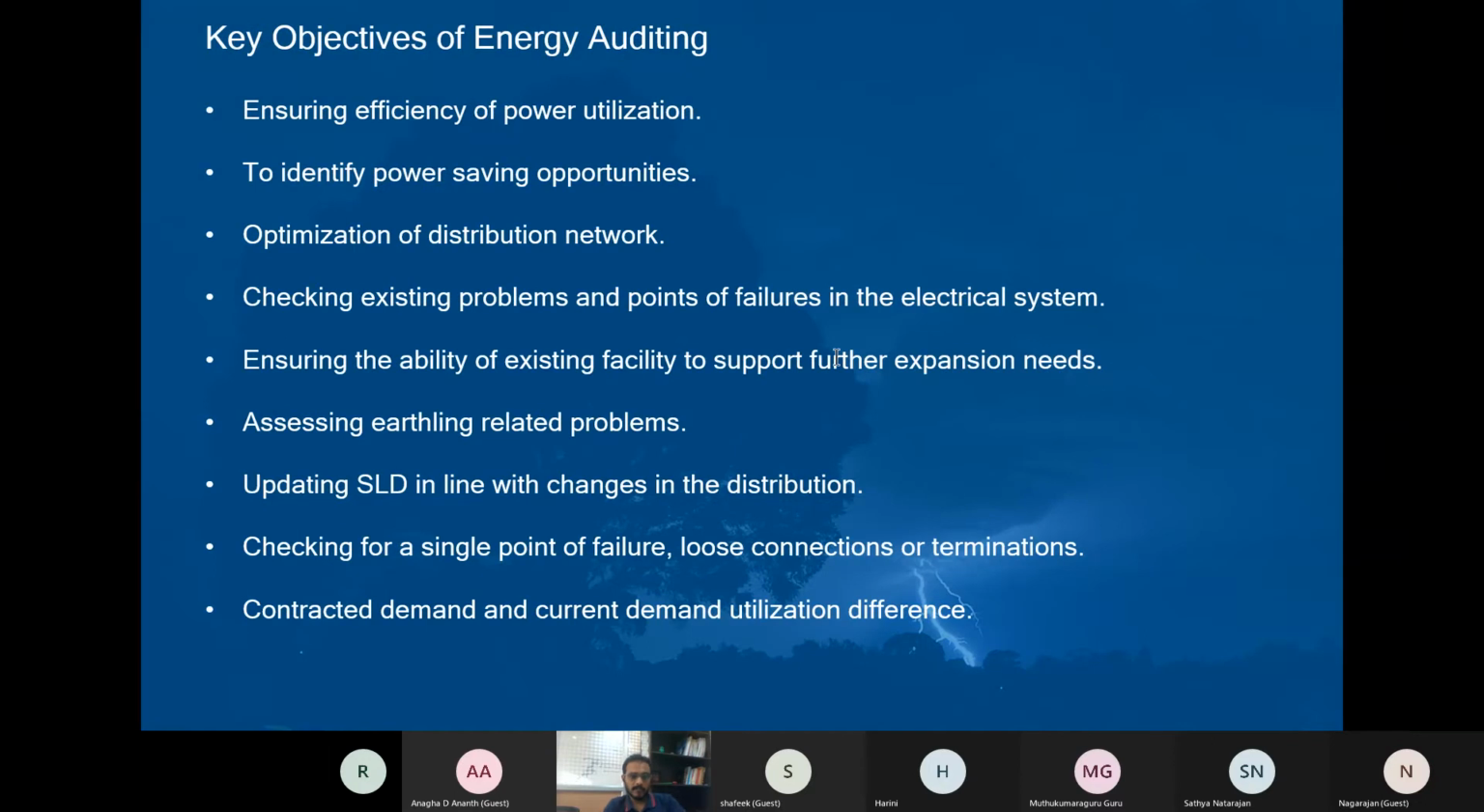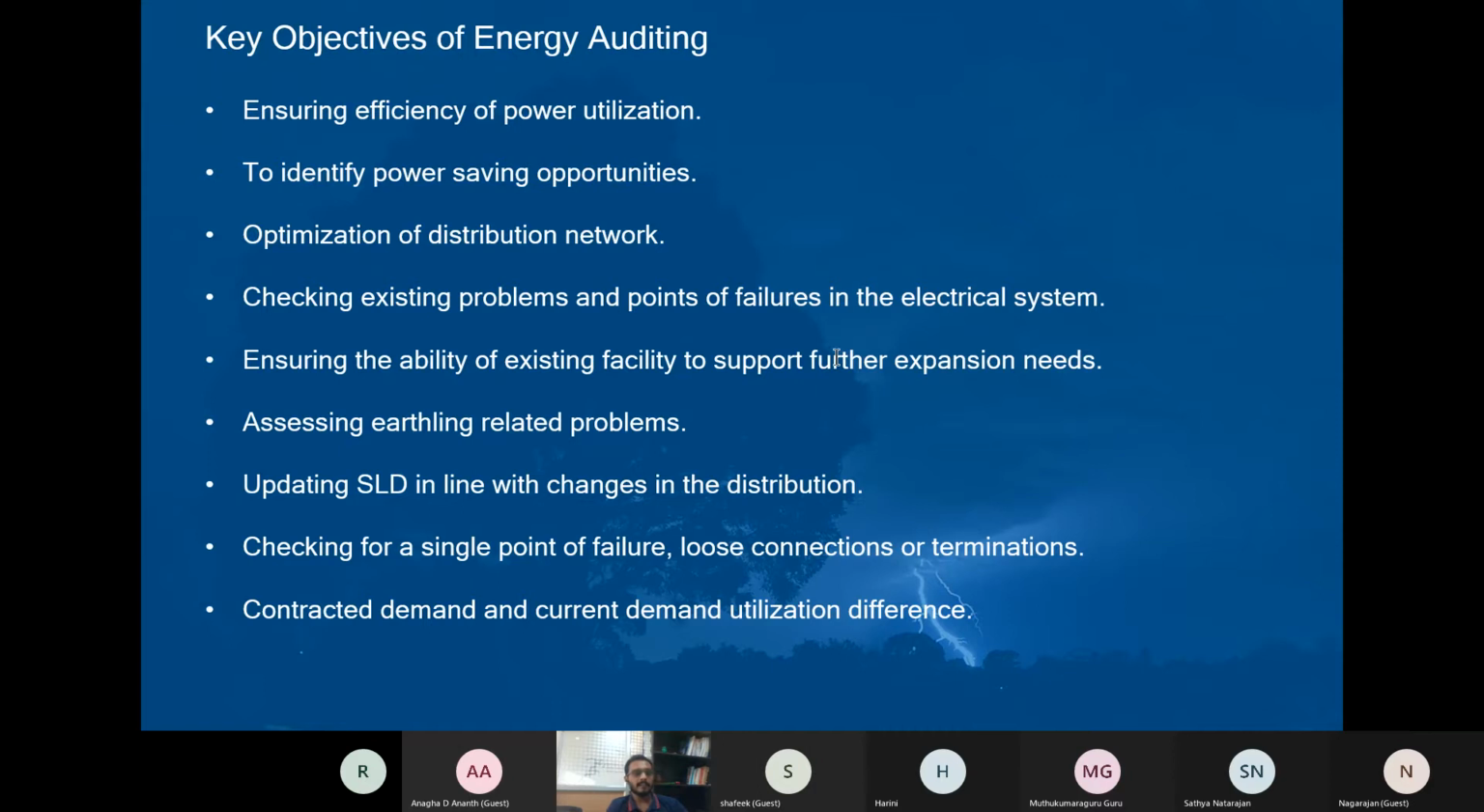So these are the main key objectives of energy auditing. Main aim: ensuring efficiency of power utilization, identifying power saving opportunities, optimization of the distribution network, checking existing problems and points of failure in the electrical systems, ensuring the ability of the existing facility to support further expansion needs, assessing earthing related problems, any leakages or any line earthing problems, etc.